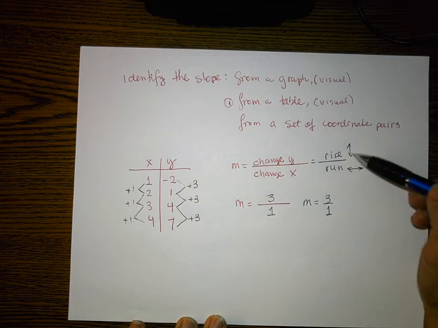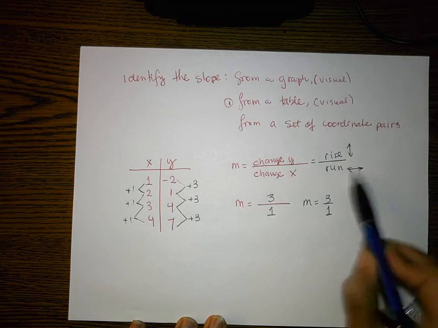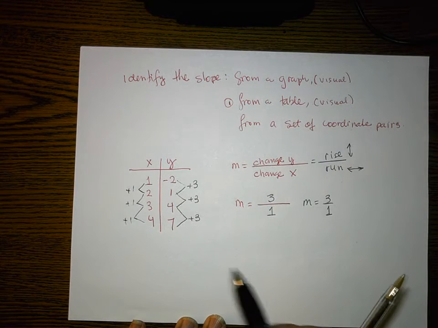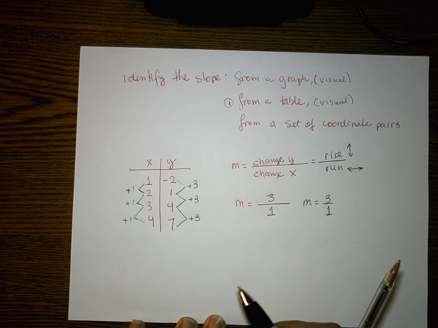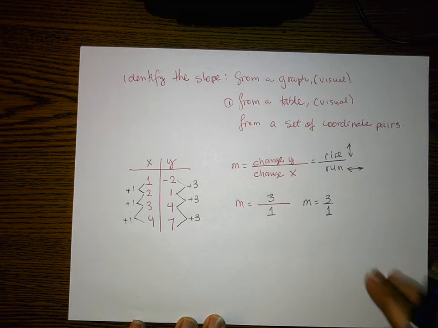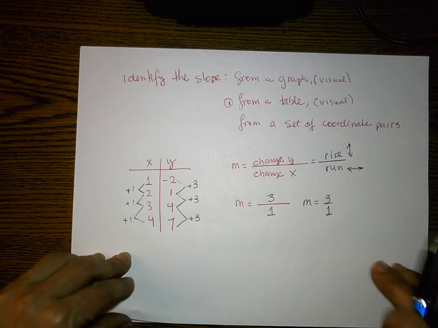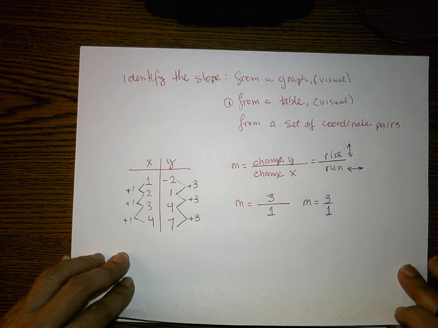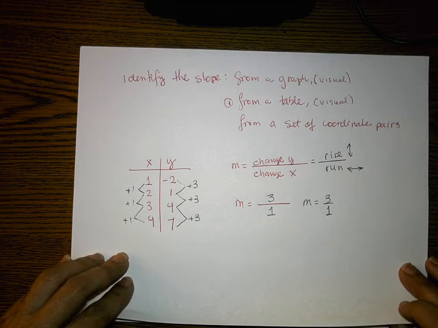The change in the y's over the change in the x's. So is it easy to tell the slope from a table? It is easy, huh? From a table, it is easy. Let's do one more example. I want you to tell me what is the rise, what is the run, what is the slope from a table, okay? All right, let's do one more table.